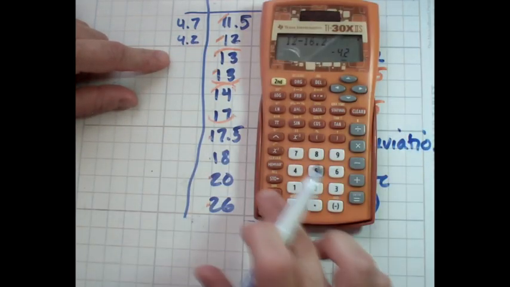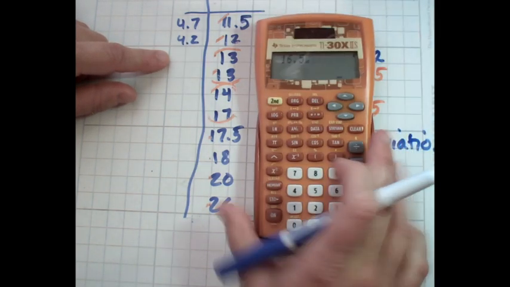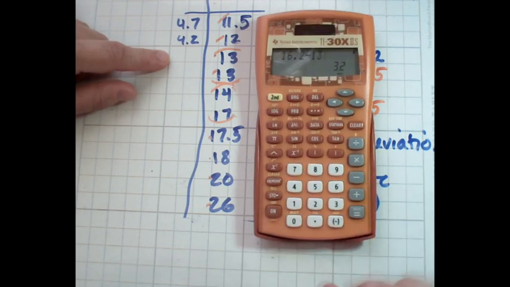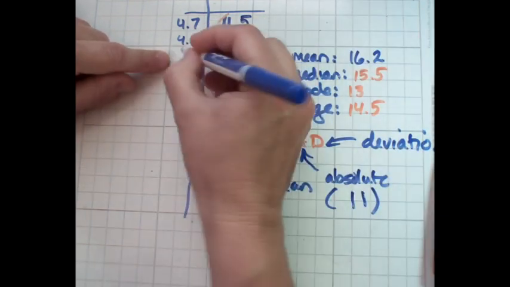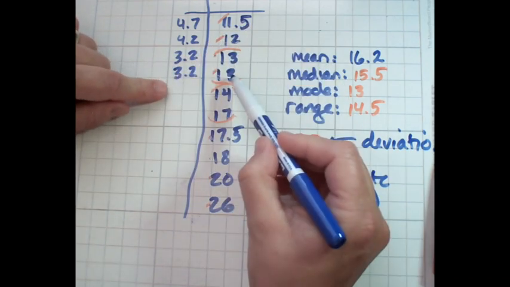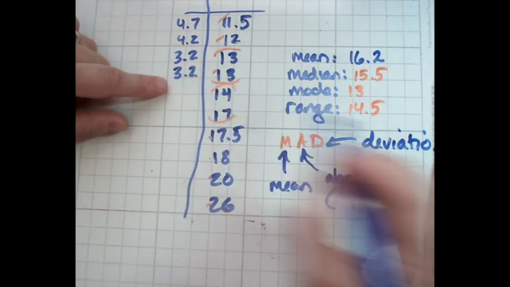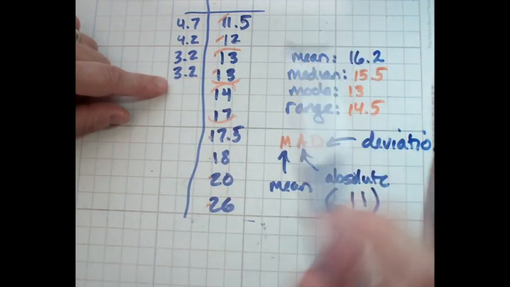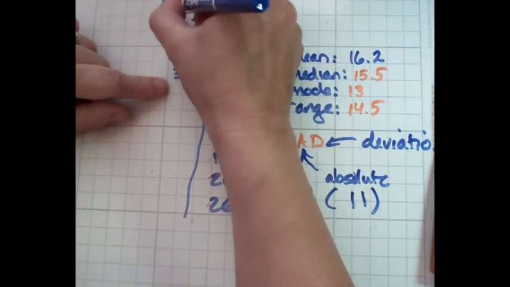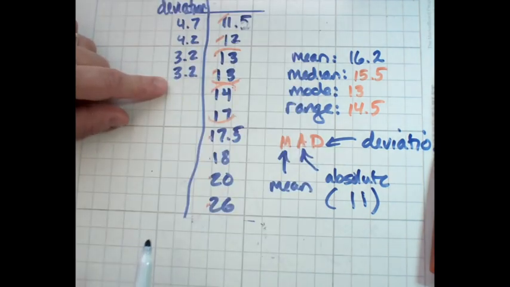All right, next one, 13. So 16.2 minus 13 gives me 3.2. And both of the 13s are going to have the same deviation. So this data point of 13 is 3.2 units away from the mean. That's what we mean by deviation. So deviation. How far away is it from the mean?